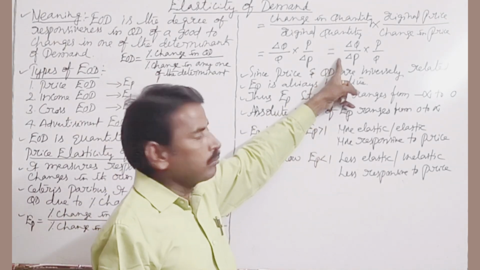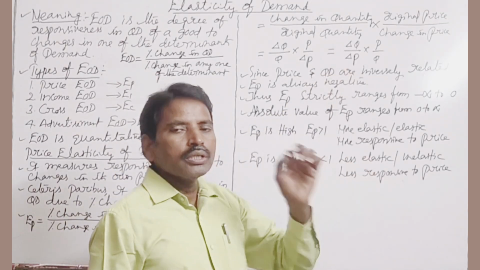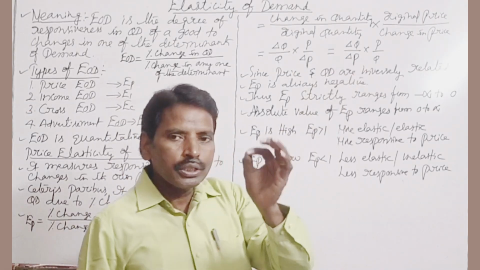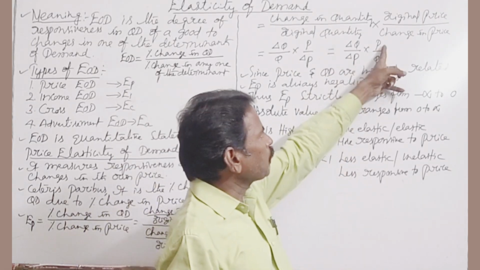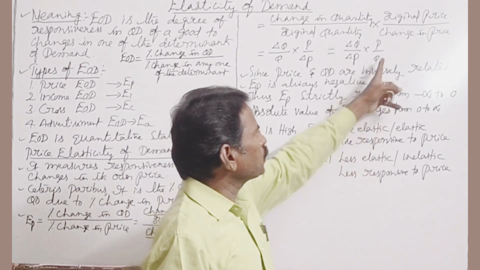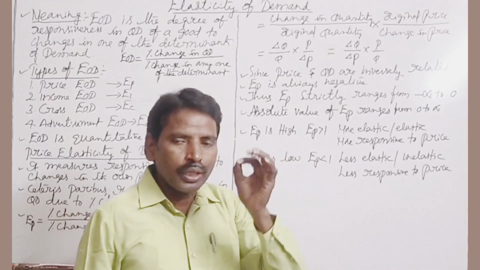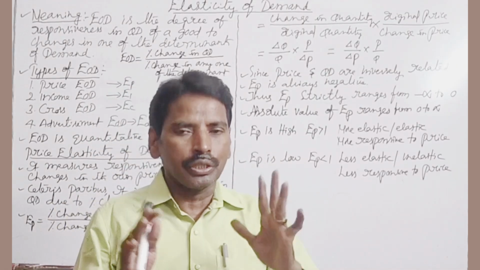This is the formula to calculate price elasticity of demand. In this equation, delta Q is equal to change in the quantity demanded. Delta P is equal to change in price. P is equal to original price. Q is equal to original quantity. This is the formula to calculate price elasticity of demand.